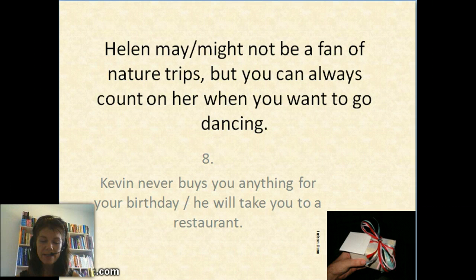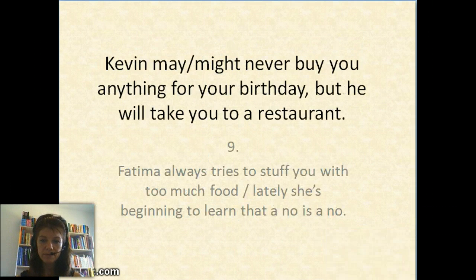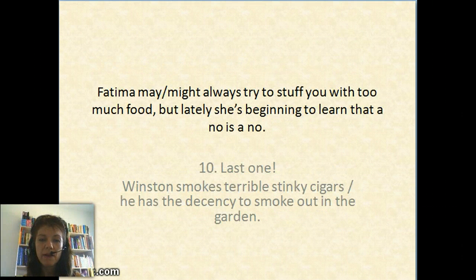8. Kevin never buys you anything for your birthday. He will take you to a restaurant. Kevin may or might never buy you anything for your birthday, but he will take you to a restaurant. Fatima always tries to stuff you with too much food. Lately, she's beginning to learn that a no is a no. Fatima may or might always try to stuff you with too much food, but lately she's beginning to learn that a no is a no.